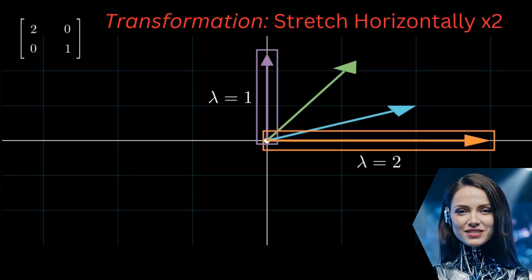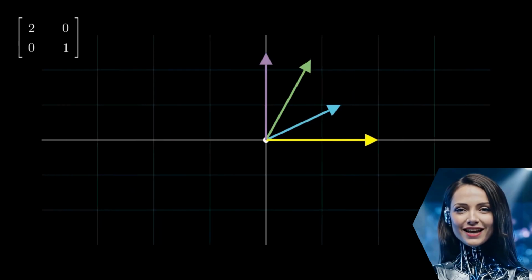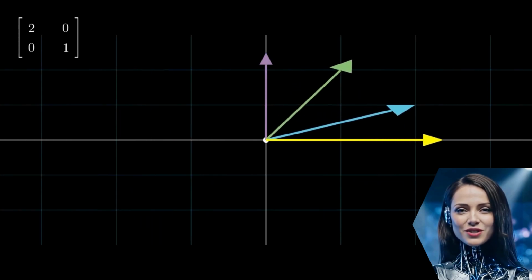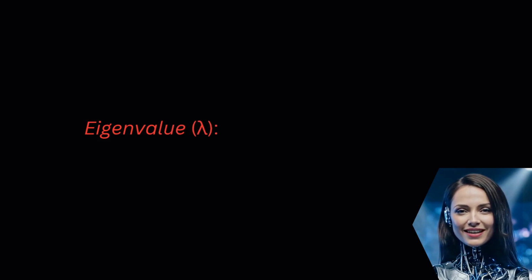Congratulations! You have just discovered your first eigenvectors. An eigenvector is a vector whose direction remains unchanged when a linear transformation is applied to it. The horizontal arrow is an eigenvector. The vertical arrow is also an eigenvector. They represent the stable, or characteristic, directions of our specific transformation, the horizontal stretch. No matter how much we stretch or shrink horizontally, any vector lying on the horizontal or the vertical axis will stay on that axis.